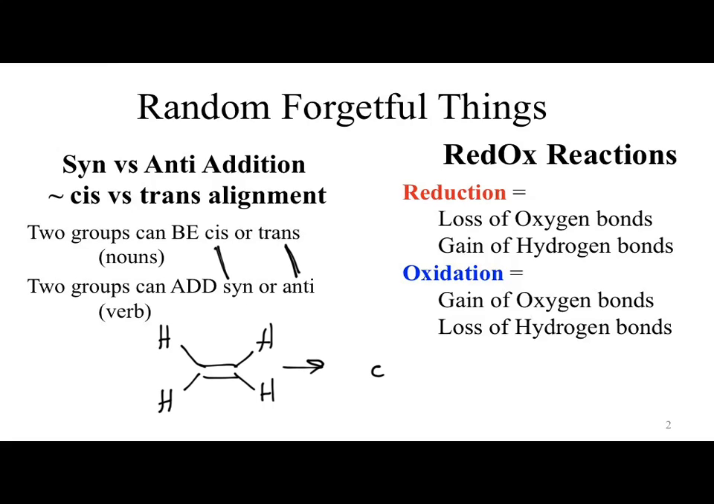It's an alkene, and we take it to this guy. Did I change the number of oxygen bonds? No. Okay, does that mean it can't be redox? No. Instead, what we'll do is look at our hydrogens. What happened is we went from left to right. We gained hydrogen, so what type of reaction is this? It's a reduction.